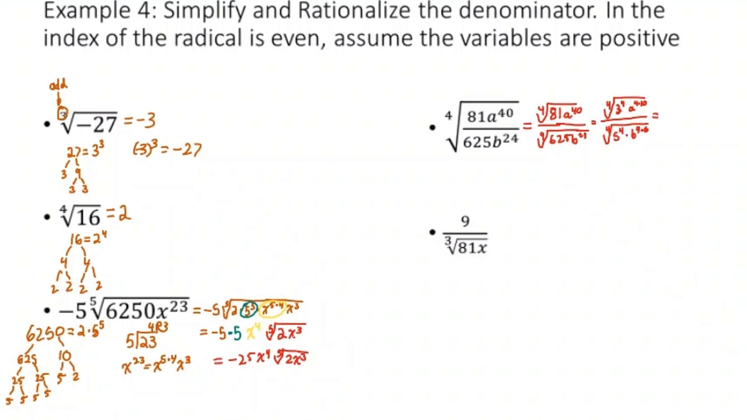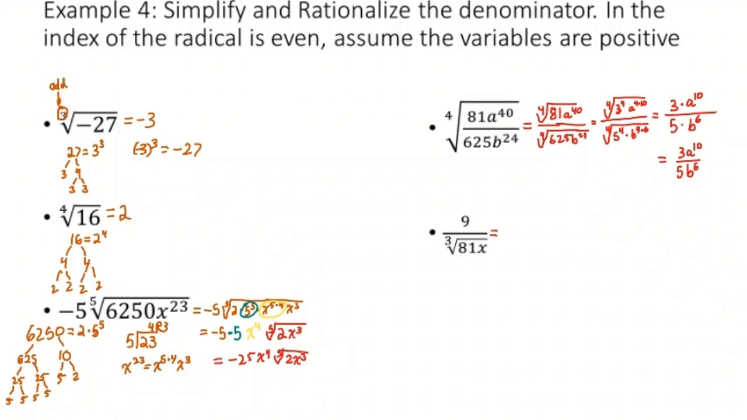Now take the fourth root of what we can. The fourth root of 3 to the fourth is 3. The fourth root of a to the 4 times 10 is a to the 10, thanks to the third property. The fourth root of 5 to the fourth is 5. The fourth root of b to the 4 times 6 is b to the 6, thanks to the third property. Our expression simplifies to 3a to the 10th over 5b to the 6th.